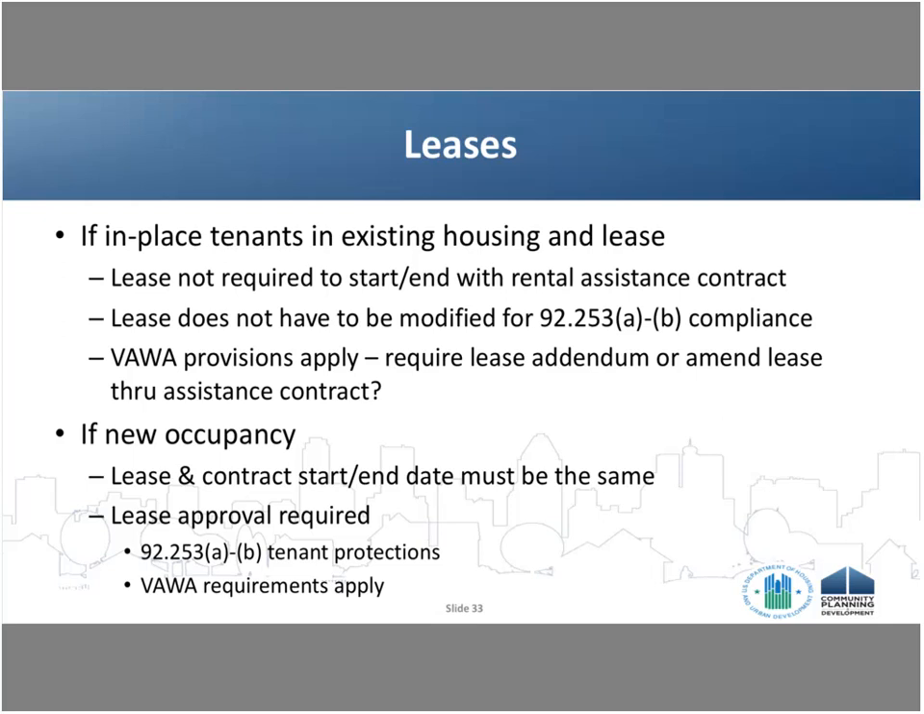However, the VAWA provisions still must be applied and will need to be added to the lease, either as a lease amendment or we believe might be able to be added to the lease as part of a three-way rental assistance contract. For new occupancy, the lease and contract start date must be the same, and lease approval must ensure that the 92.253 A and B tenant protections are included, as well as the VAWA requirements. So the waiver pertains to in-place tenants with existing leases.